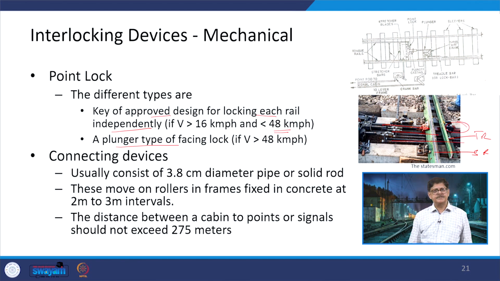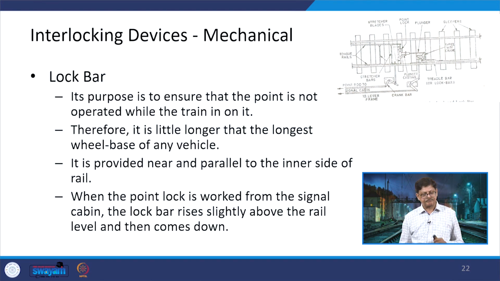So, the connecting devices usually consist of 3.8 centimeter diameter pipes or solid rods. These move on rollers in a frame fixed in concrete at 2 to 3 meter intervals. The distance between a cabin to point or signal should not exceed 275 meters. Because now this is going to be connected to the cabin from where the levers are operated, in that case the distance should not be more than 275 meters.